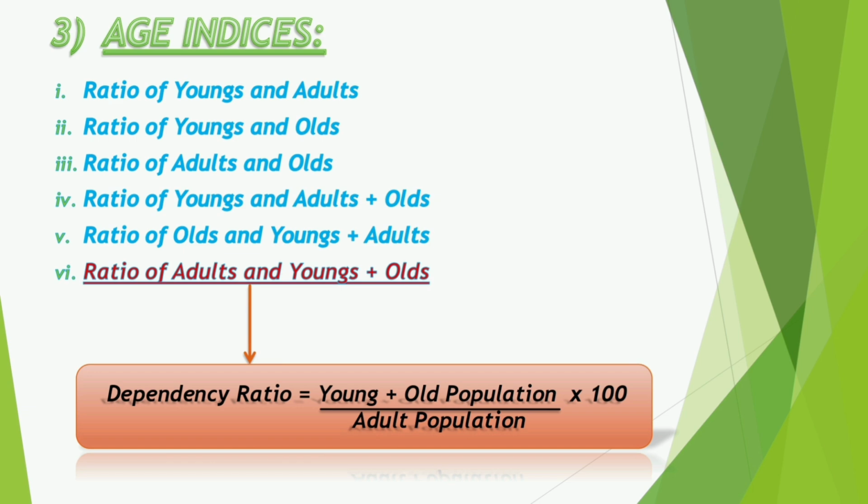One specially used measure is the dependency ratio, which compares dependents, that is, children and elderly, to the working age population. The formula is dependency ratio equals young age group plus old age group divided by adults, multiplied by 100. A high dependency ratio means more non working people per working person, which has big implications for the economy and social services.